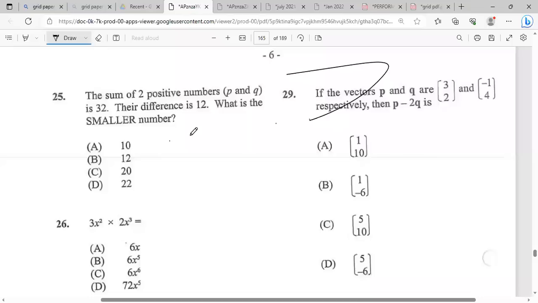All right, so it says the sum. So that means P plus Q is equal to 32.